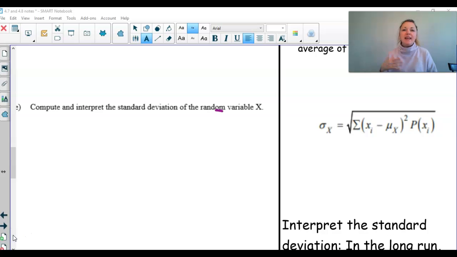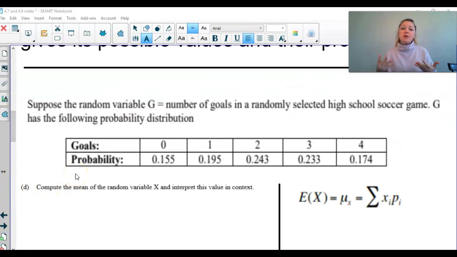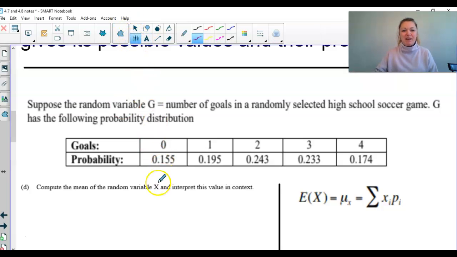Okay, so now on this slide, this is where we're going to actually compute the expected value as well as the standard deviation of the probability distribution. So we have this random variable g. It says x again because I changed the problem, so forgive me. It says compute the mean of the random variable g, and interpret this value in context.